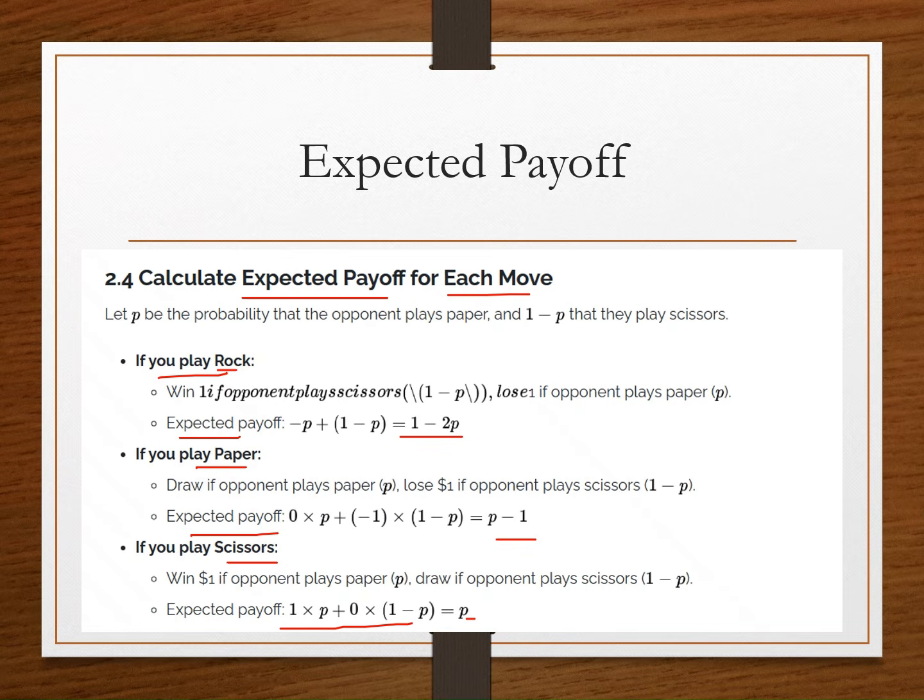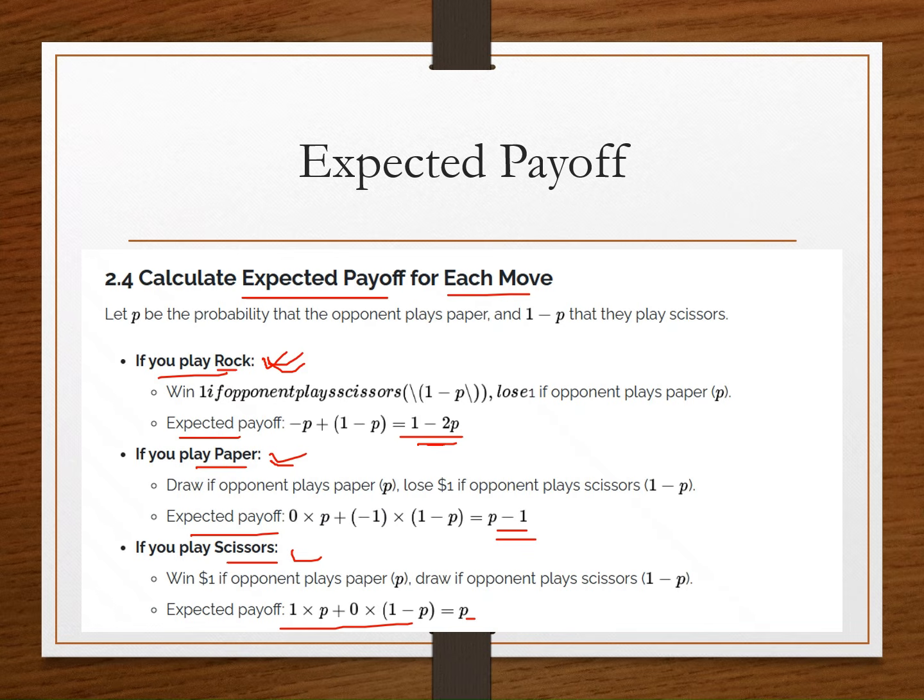Now, the expected payoff is what we need to maximize. So for different values of P, the expected payoff would be different for when we play rock, when we play paper, when we play scissors. It could be that for some values of P, the expected payoff is the highest for the case of playing rock. For some other values, it's highest for scissors, and so on. So how do we estimate that?